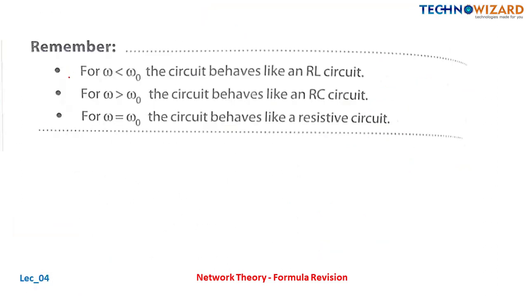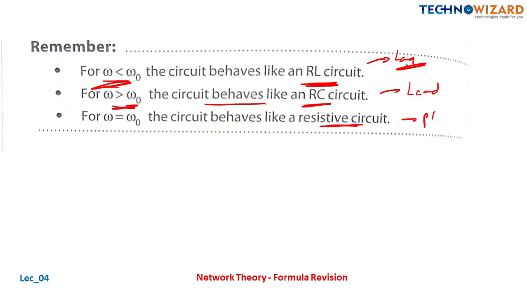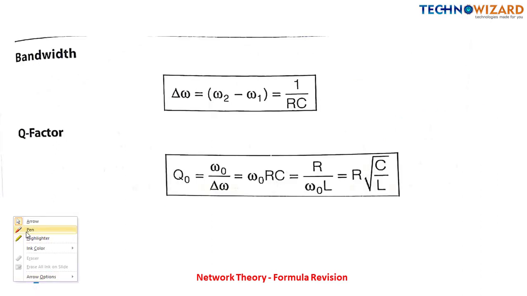Now remember this: below omega naught it will be an RL circuit, whereas for series resonance it was an RC circuit. This will be lagging in nature. At omega greater than omega naught, the circuit behaves like an RC circuit, so this will be leading in nature. And at omega equal to omega naught, this will be a purely resistive circuit, and the power factor will be unity here, like this.